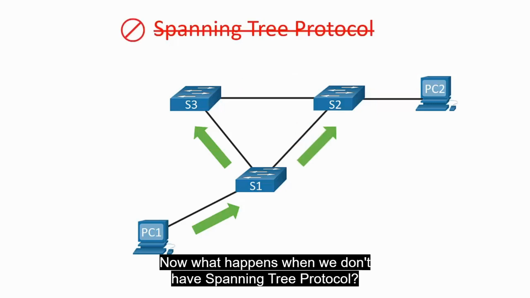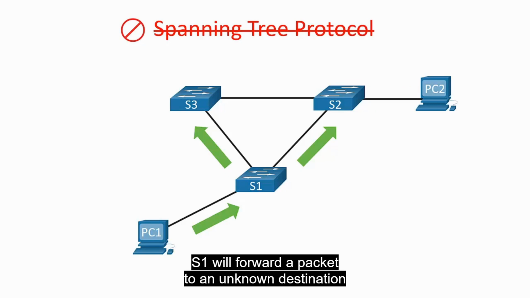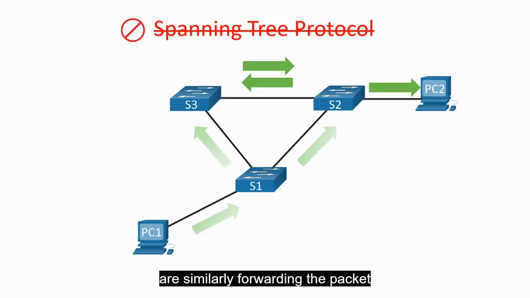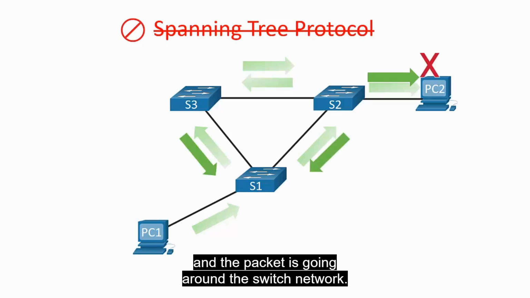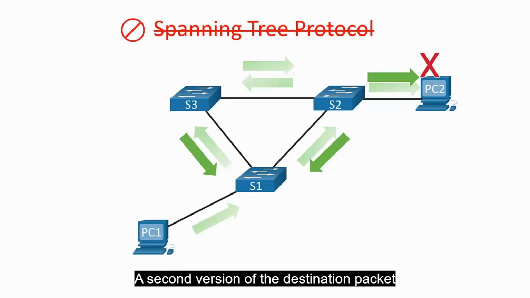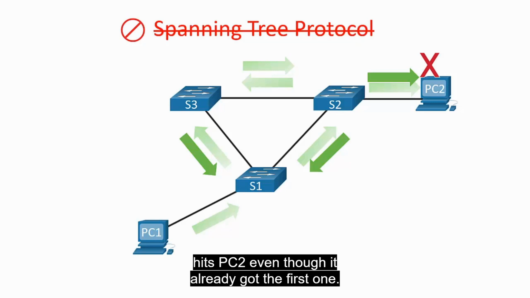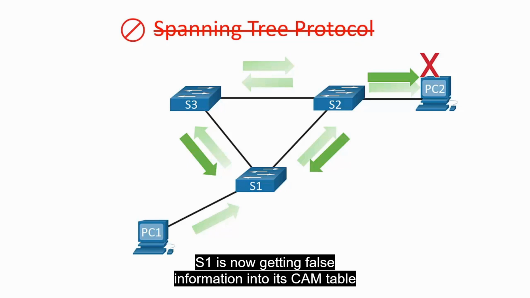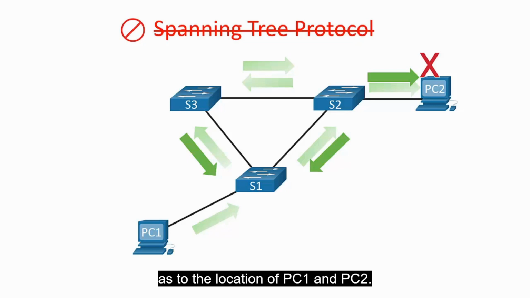Now, what happens when we don't have spanning tree protocol? S1 will forward a packet to an unknown destination out of both ports, except for the one it came in on. The packet will reach PC2, but notice that S2 and S3 are similarly forwarding the packet, and the packet is going around the switch network. A second version of the destination packet hits PC2, even though it already got the first one.